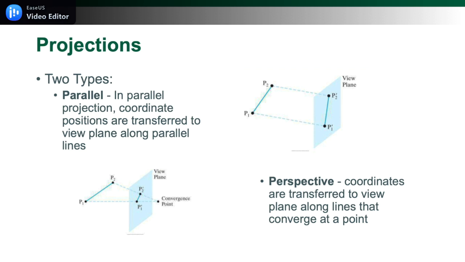Perspective projection is different, where coordinates are transferred to view plane along the lines that converge at a point. So it's different, and as you can see in the graph, in the image here, it's different. The lines are not parallel and they converge at a point. That point could be viewer's eye or anything for that matter. We can choose that, and choosing that point will affect how the points are represented on our view plane.